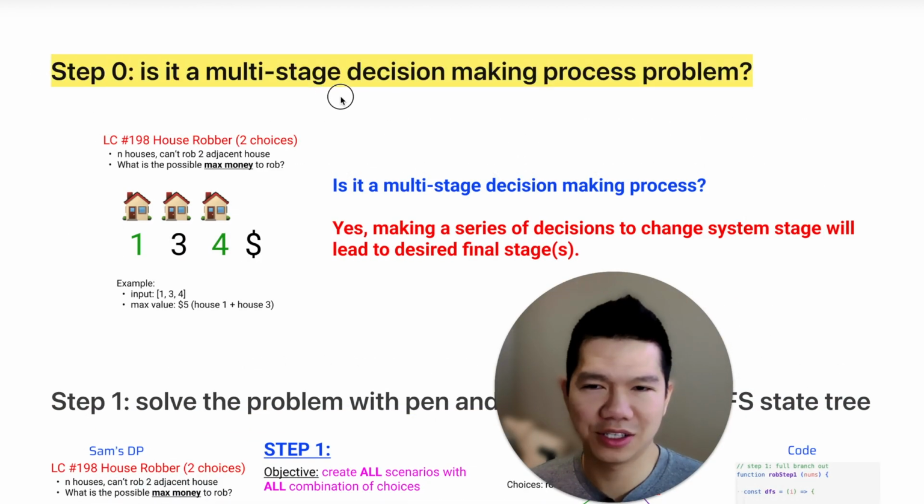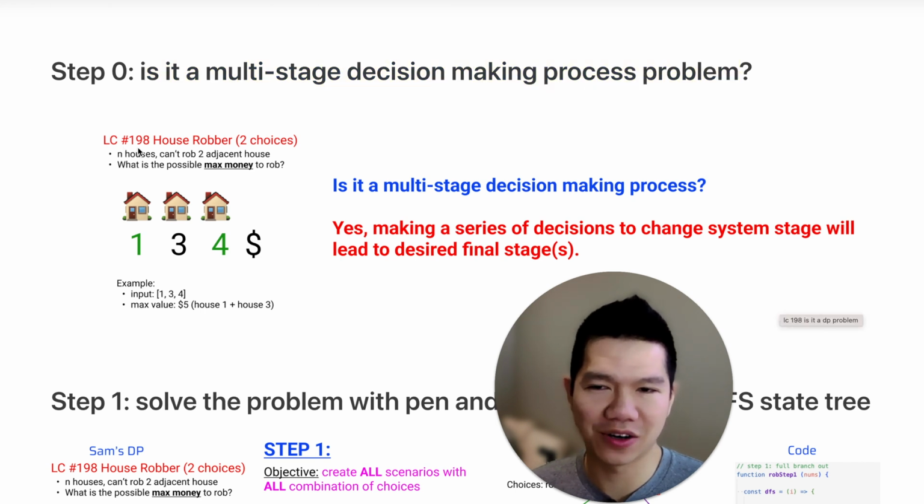First, let's get to know our problem and see if it's a dynamic programming problem, or in other words, see if it's a multi-stage decision-making process problem. House Robber is LeetCode number 198. We are given n houses, and the rule is we cannot rob two adjacent houses. Each house has different money in it. If we rob one house, we get the money that the house has. For example, in this case, the first house has $1, the second house has $3, and the third house has $4. And the question is, what is the possible max amount of money that we can rob?